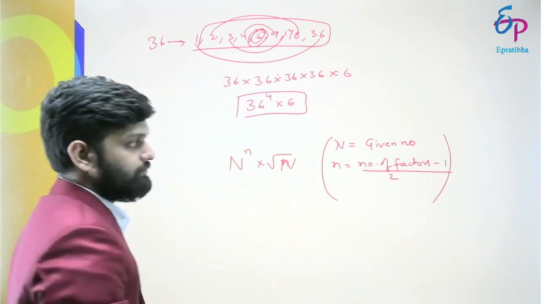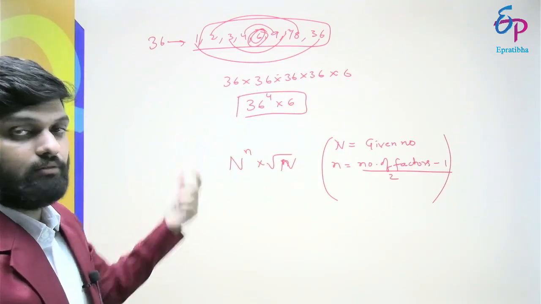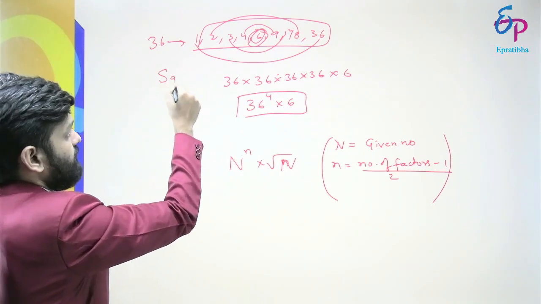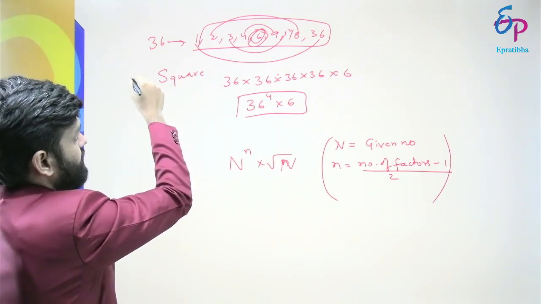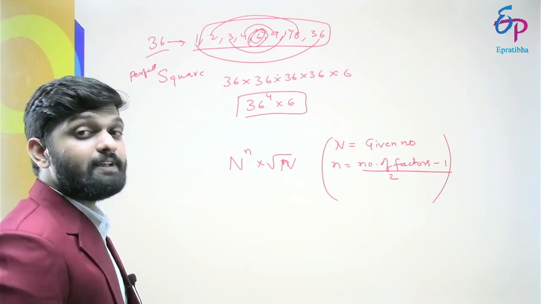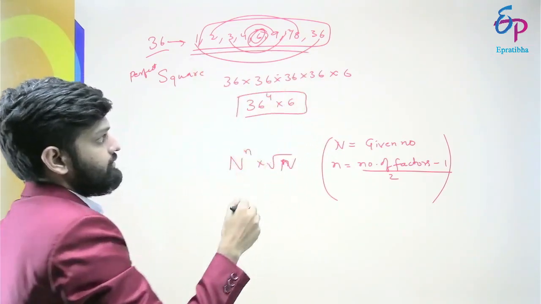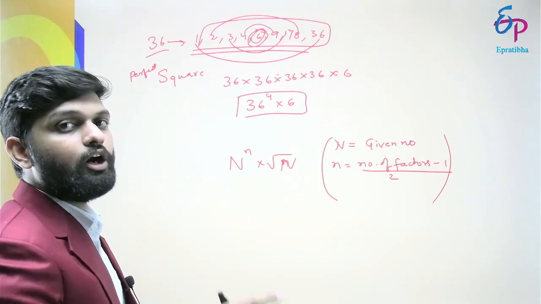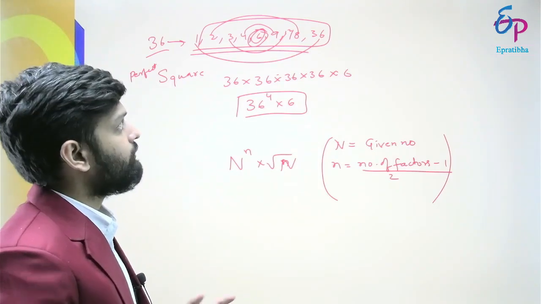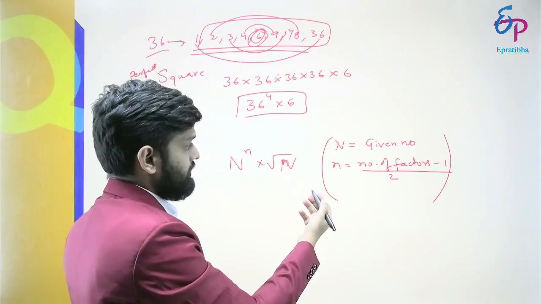So there is a change, because whenever you are getting factors for 36, for square numbers, perfect squares, because this is 6 square, if you count the number of factors, it will always be odd, like 9. It cannot be divided by 2. That's why we are taking minus 1 divided by 2. So let's work it out.